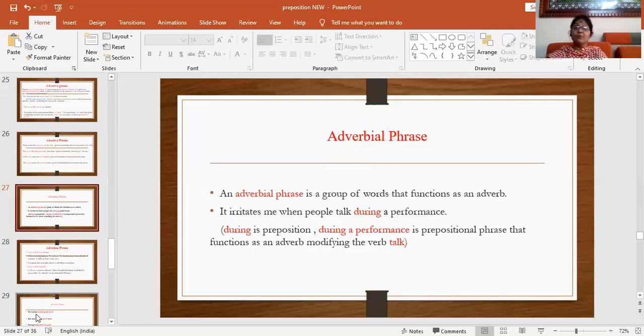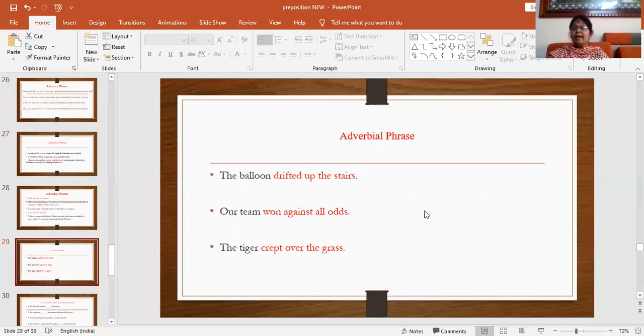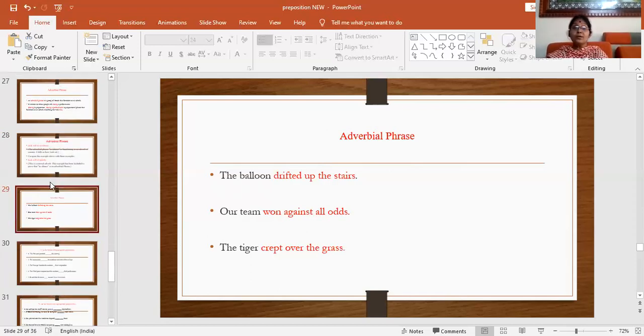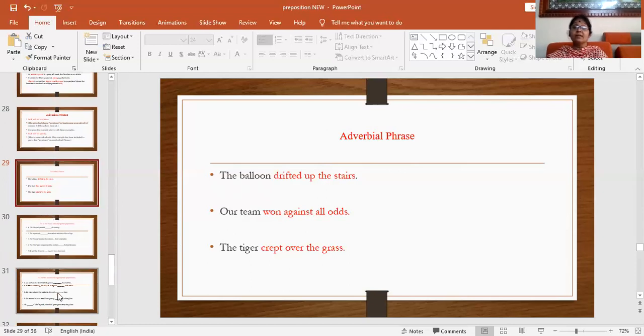Let us look at some more examples. Adverbial phrase. The balloon drifted up the stairs. Drifted where? Up the stairs, right? Drifted is a verb and it is telling something more about the verb. Our team won against all odds, right? Against what? All odds. The tiger crept over the grass. So this is all about the prepositions that we have learned, right?